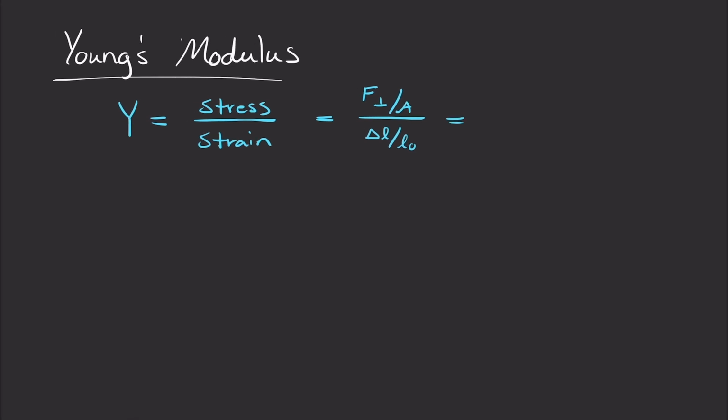Okay, so if we were to move this around to make it a little neater, our L naught's going to come up on top, our A will go down, and then we get our force divided by delta L. So sometimes it's written like this. And because our strain is unitless, that means we're dividing a pressure by a unitless number, so this will have units of pressure. So our Young's modulus is measured in pascals.